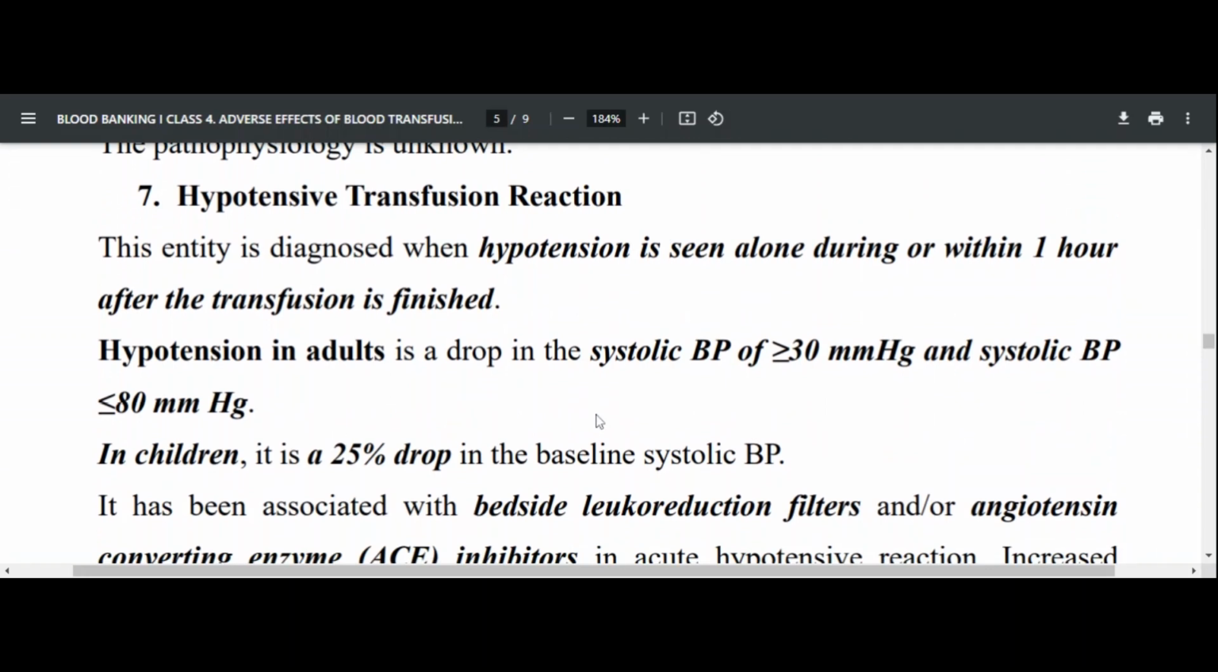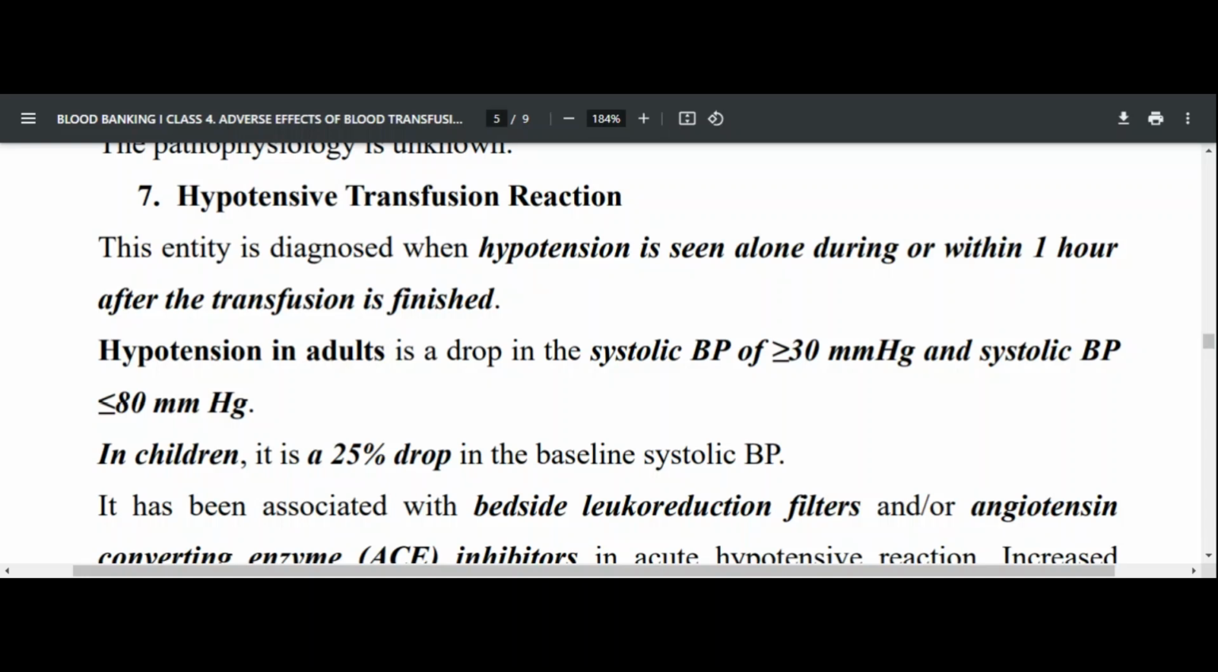So now we also have hypotensive transfusion reaction. This entity is diagnosed when hypotension is seen alone during or within 1 hour of transfusion. So we only see the patient experiencing hypotension without anything else, without fever, without respiratory problems, only hypotension in adult patients. We are going to use these criteria to make the diagnosis.